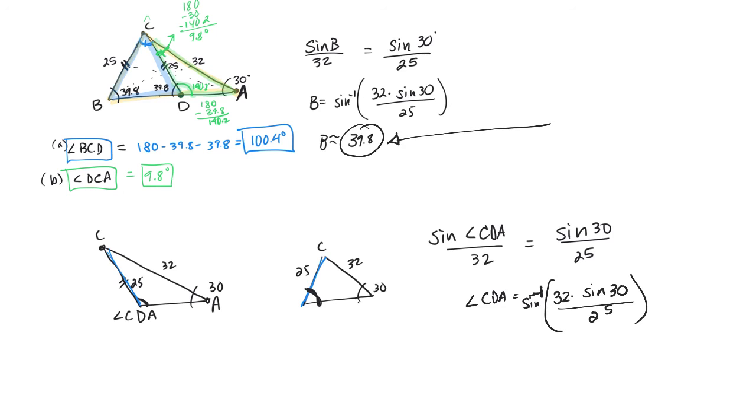Because your calculator is always going to give you the acute angle, it's going to pop out 39.8. Knowing that, that's an example of the ambiguous case. This is what it gave you, 39.8, and then this would be a supplementary angle. So what we needed is the 140.2.